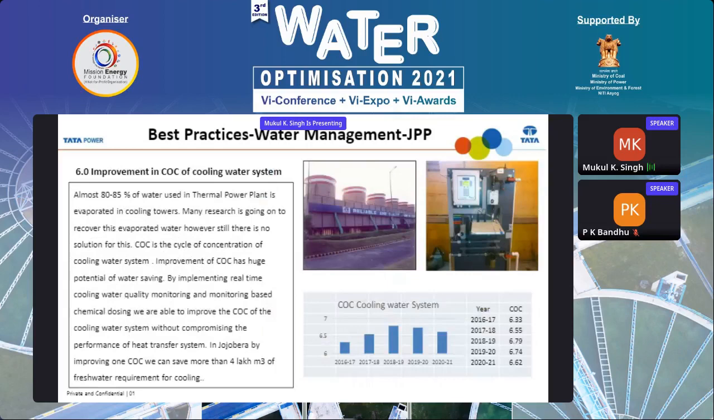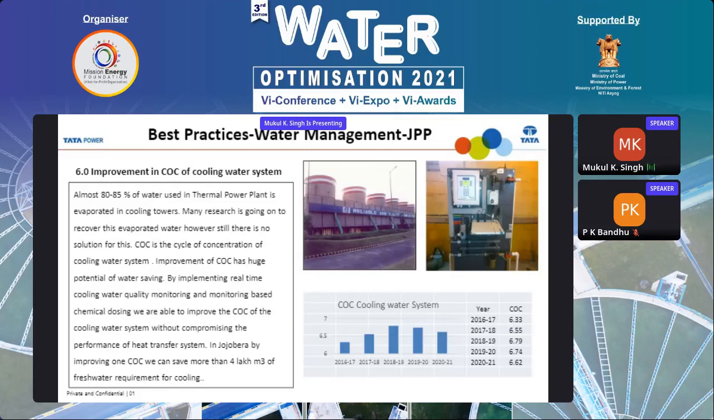This is another best practice we are adopting at Jojobera power plant. We know that 80 to 85% of the water used in a thermal power plant, especially in Jojobera power plant, is evaporated in cooling towers. Much research is going on to recover this evaporated water. However, there is no concrete solution for this yet.